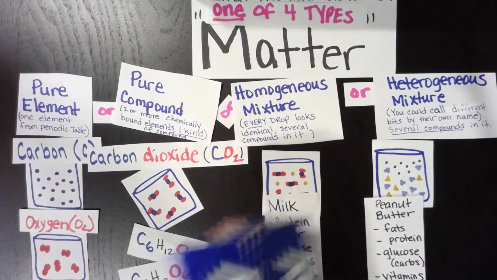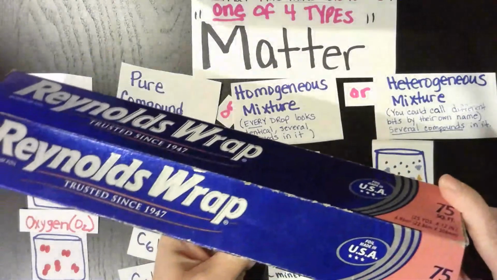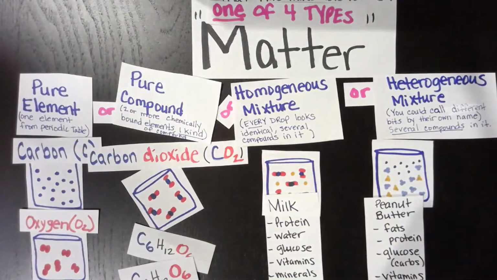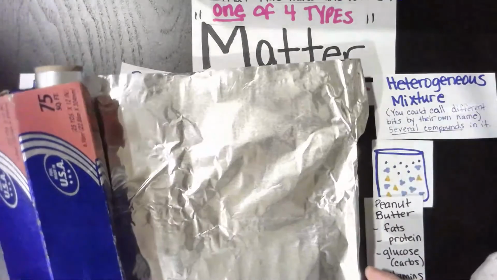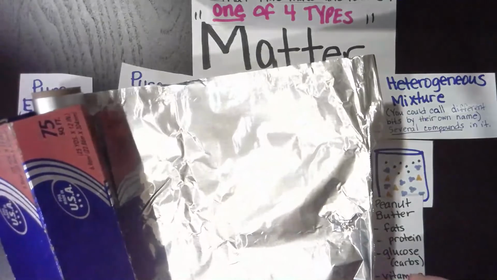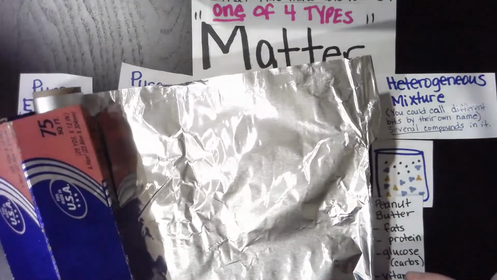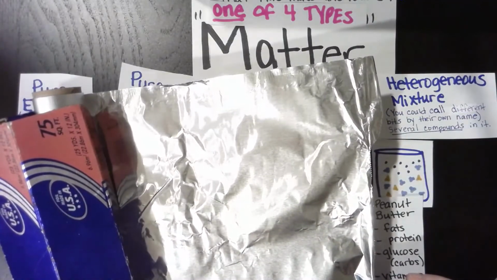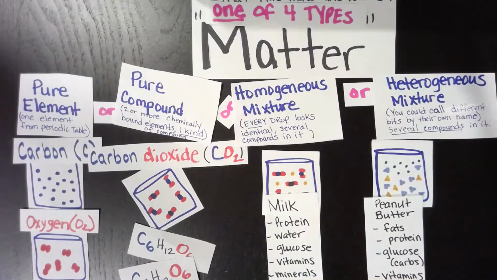So first up, you've all seen this before. This is aluminum foil. Aluminum foil, perfect example of malleable, right? All of the atoms inside of this sample are just aluminum atoms. Al from the periodic table, that would be a pure element, one element from the periodic table.